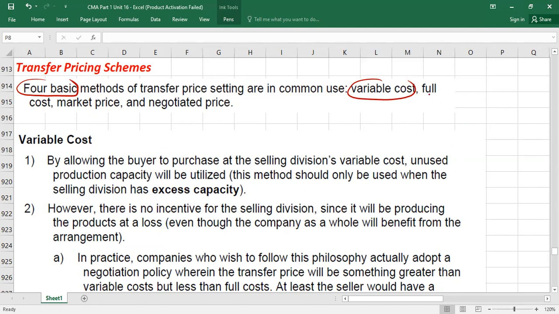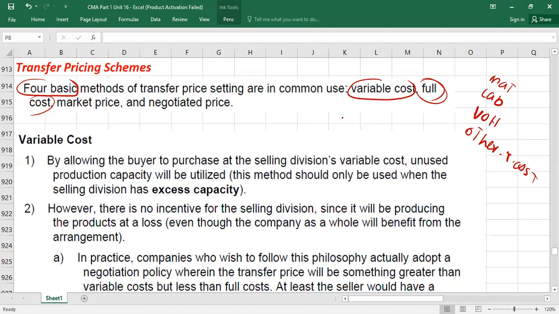Second option is what? Transfer price could be full cost. First, variable cost. What is variable cost? Any cost which will change with the production level. Variable cost may include cost of material, labor, variable overheads. It may include other variable costs also. All variable cost I'm talking about, not only production relevant. It could be other variable cost.